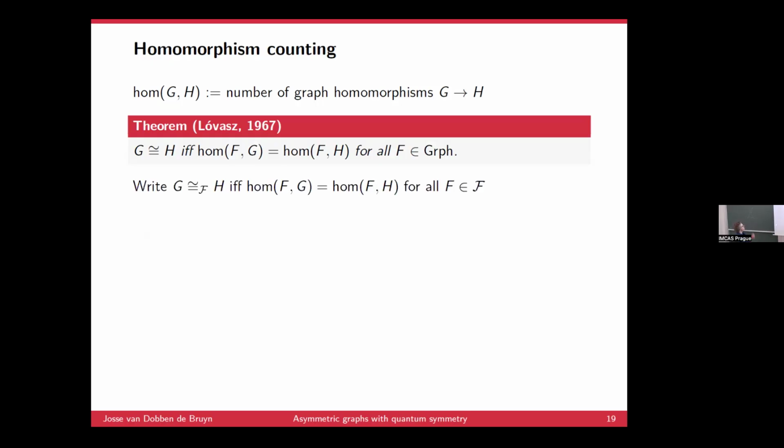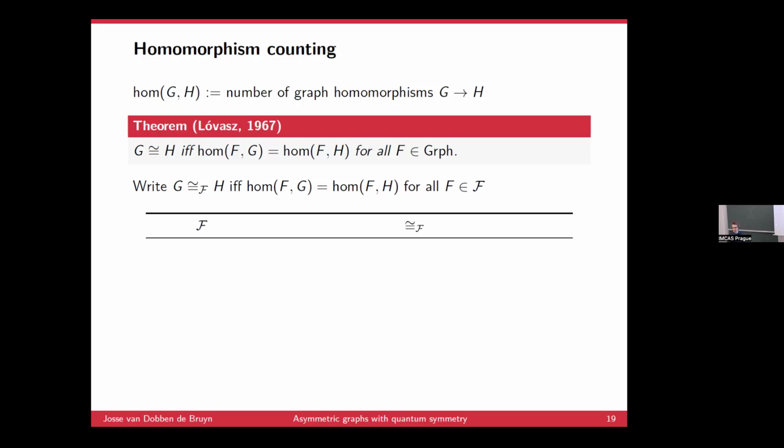But this has led to a lot of research where we get notions of equivalence of graphs over some family F, where we now look not at all graphs, but only at homomorphism counts from certain graphs. So we say that G and H are F-isomorphic if the number of homomorphisms from F to G is equal to the number of homomorphisms from F to H for all F in this class F. And we have combinatorial characterizations of various such notions.